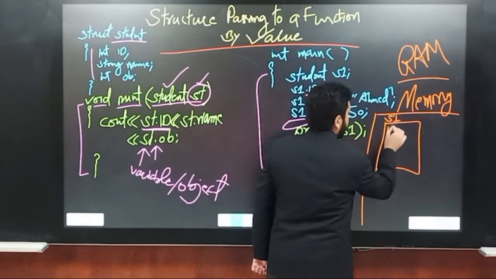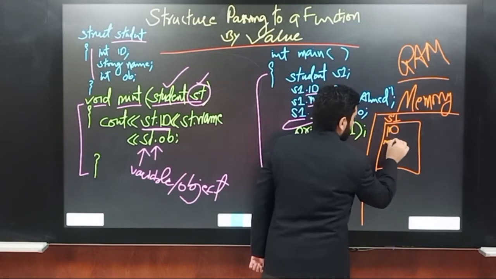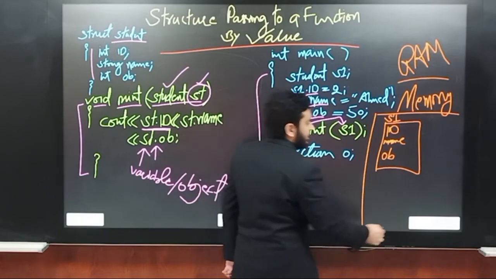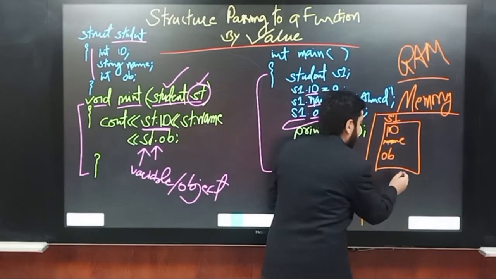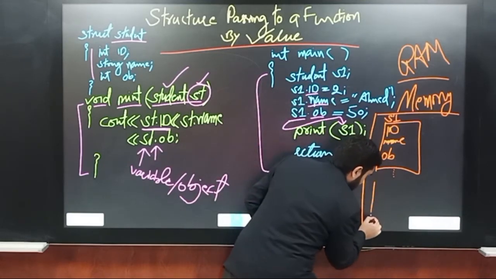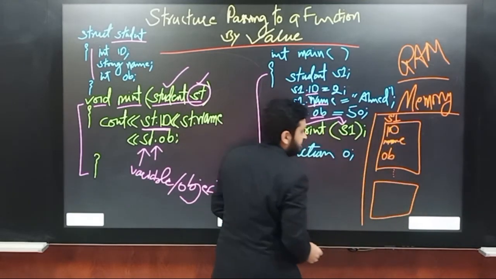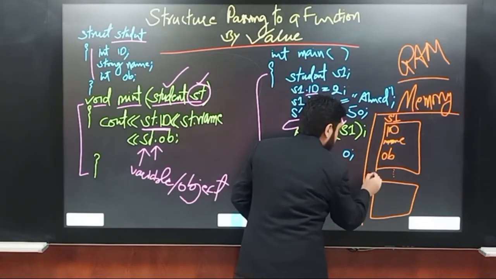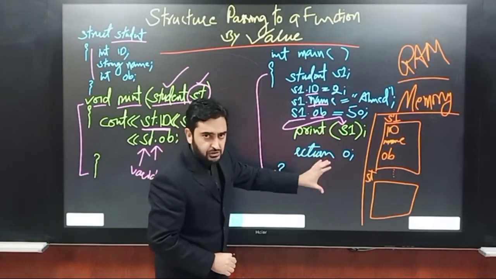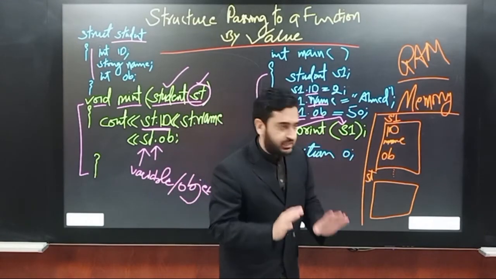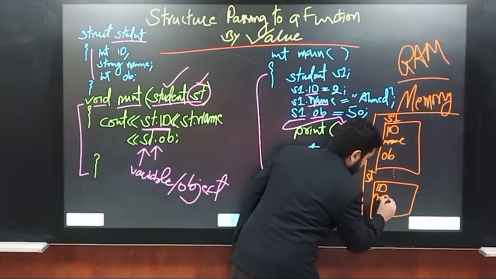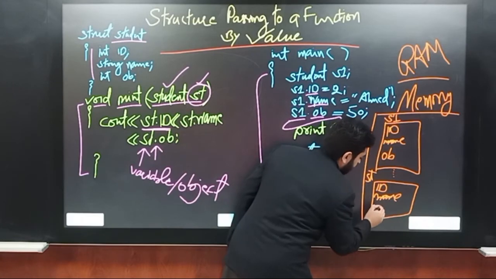S1, which has ID, name and OB, obtained marks. There is another space in the RAM somewhere else which is reserved with the name ST. So these are two different objects with the same properties, with the same data members: ID, name and OB.